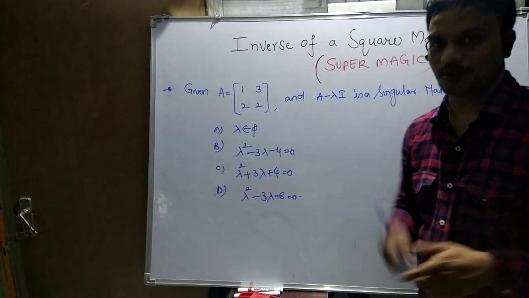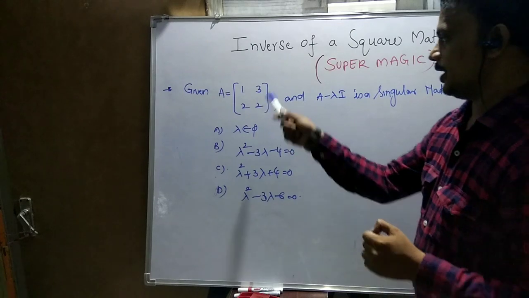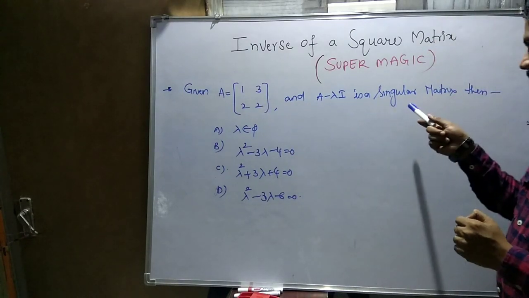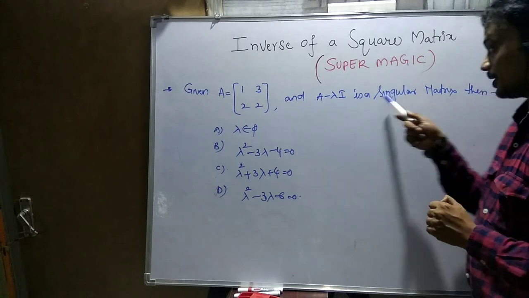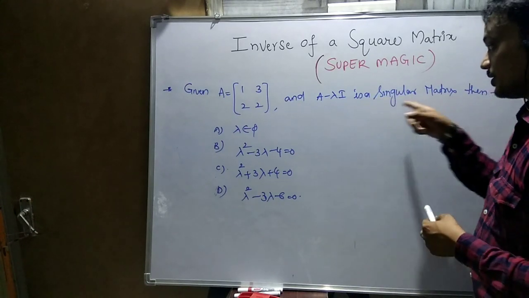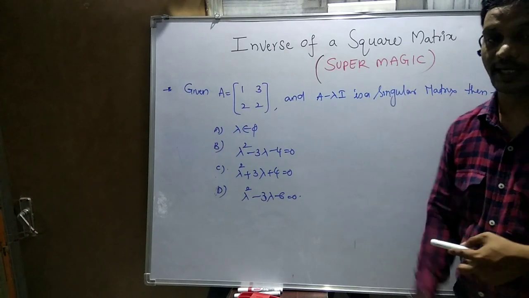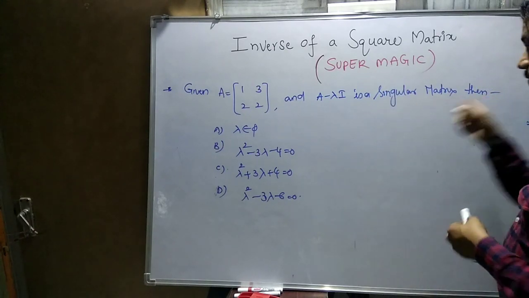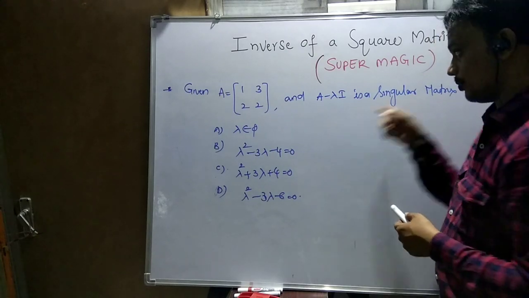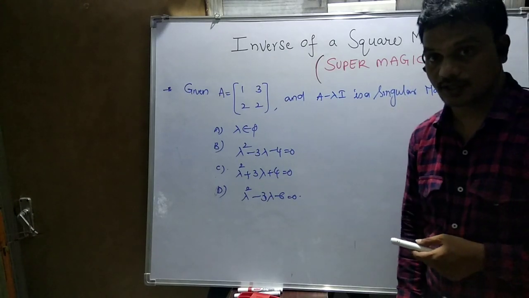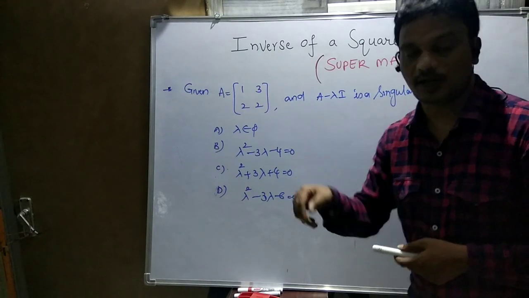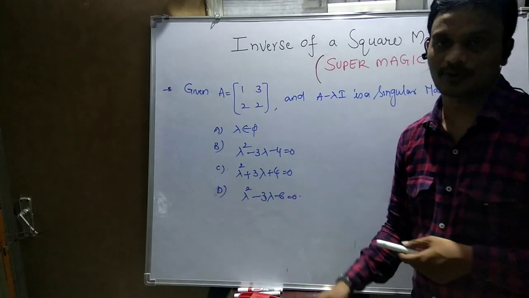Students, one problem for you. A is a matrix that is given and A minus lambda I is a singular matrix. Indirectly they have given one condition: its determinant equals 0, which is our characteristic equation. Then which of the following options is correct? Please follow the characteristic equation, find the answer and write your answer in the comment box. Students, make a note.